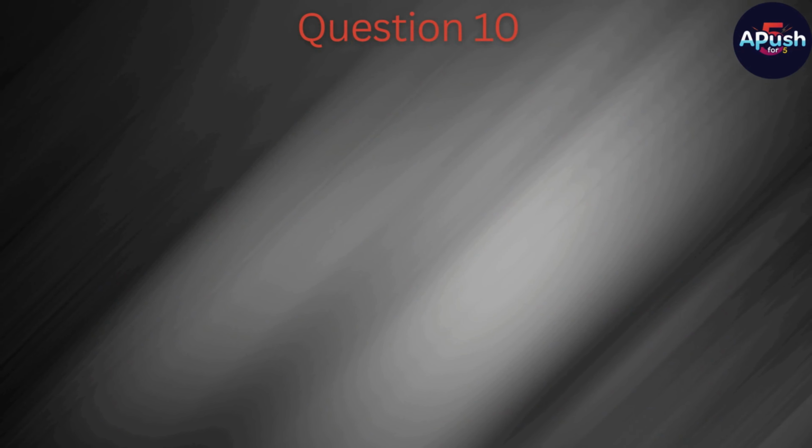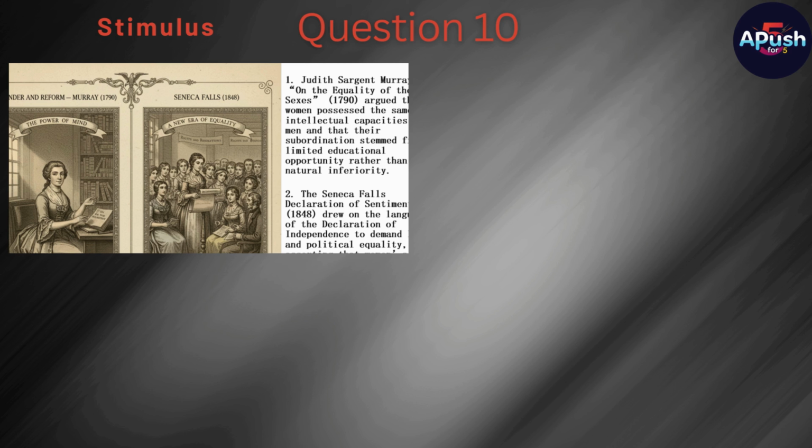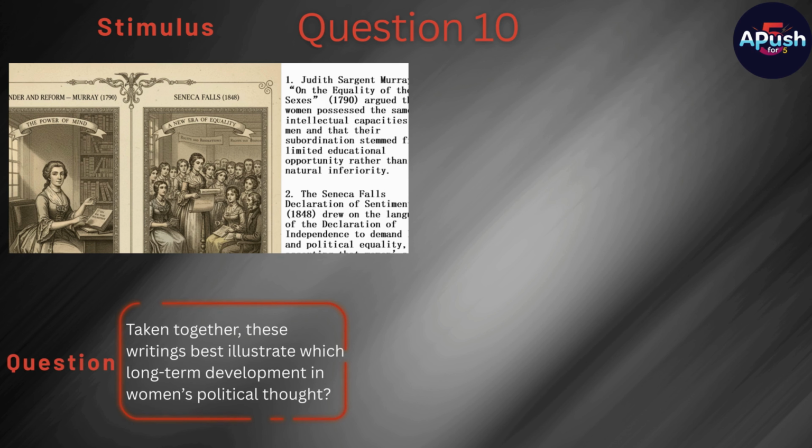Question 10. Stimulus. Judith Sargent Murray, On the Equality of the Sexes, 1790, argued that women possess the same intellectual capacities as men, and that their subordination stemmed from limited educational opportunity rather than natural inferiority. The Seneca Falls Declaration of Sentiments, 1848, drew on the language of the Declaration of Independence to demand legal and political equality, asserting that women's grievances mirrored those of the American Revolution. Question: taken together, these writings best illustrate which long-term development in women's political thought?